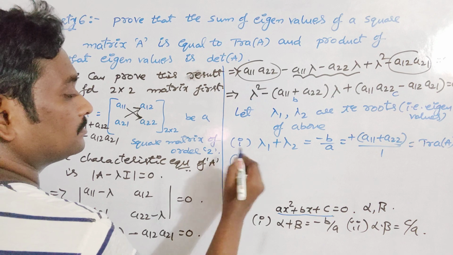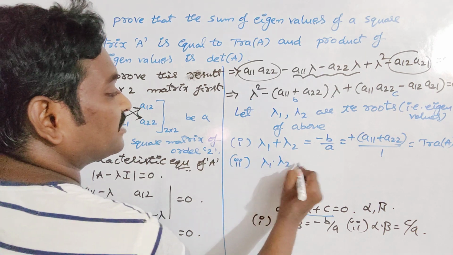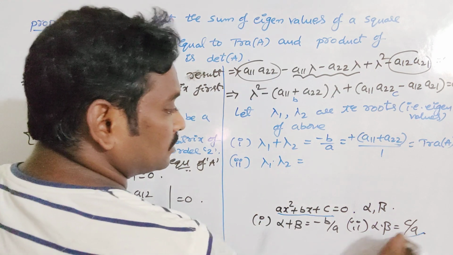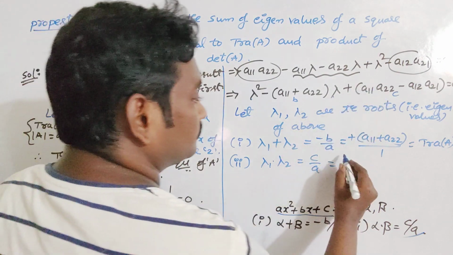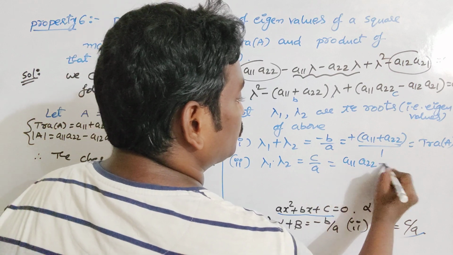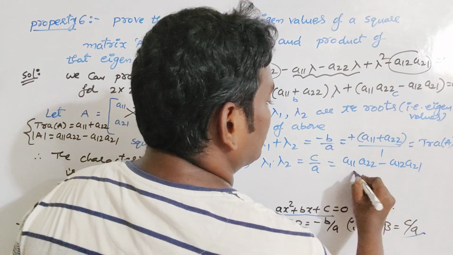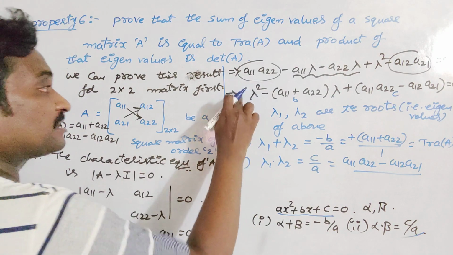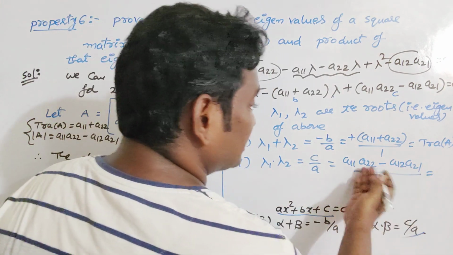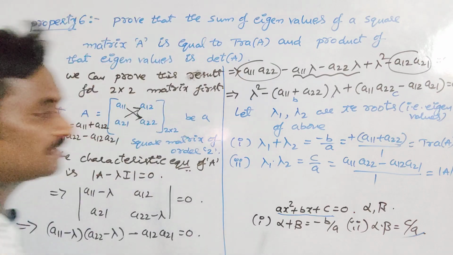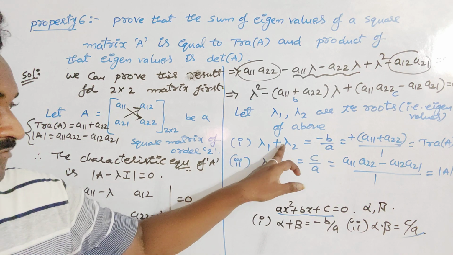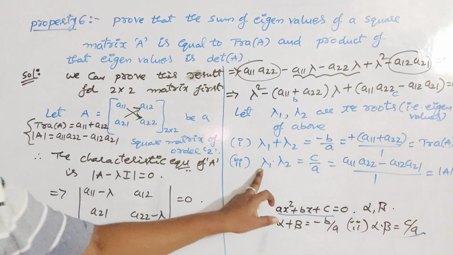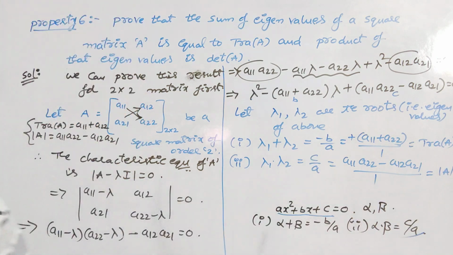Similarly, the product of the eigenvalues, lambda 1 into lambda 2. According to this rule, it is C by A. What is C by A? The constant term A11 A22 minus A12 A21, by A. A is the coefficient of lambda square, which is 1. This is nothing but det A. So clearly we get that the product of the eigenvalues is det A. See here, we already wrote det A here. So the addition of eigenvalues is the trace of A, and the product of the eigenvalues is det A.